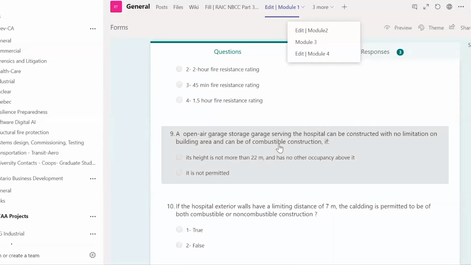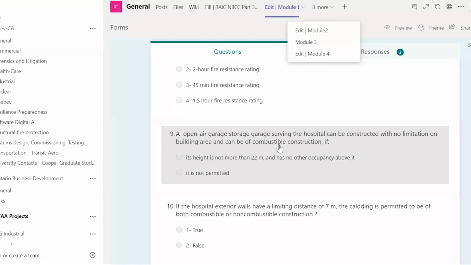Any other questions? Yeah, okay, so I think I was going with the wrong approach, because this specific question was talking about a hospital that has a storage garage on it. So I was looking at Division B, yeah, and trying to find the answer from those sections.